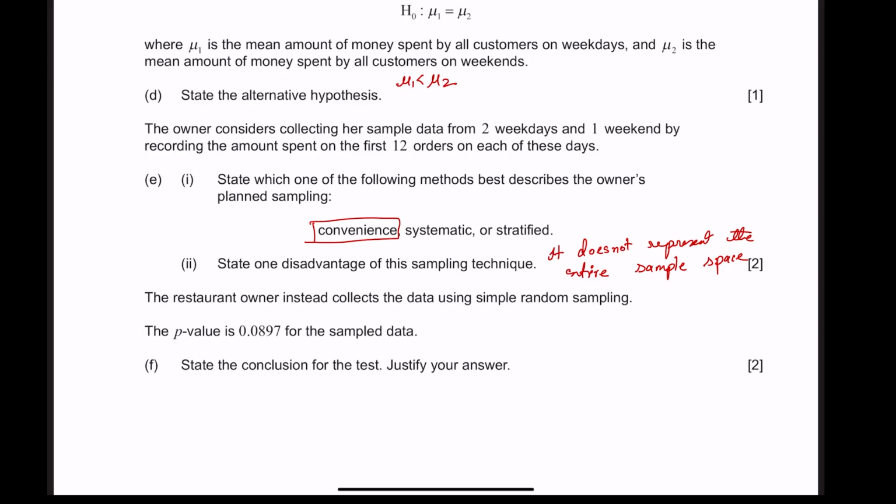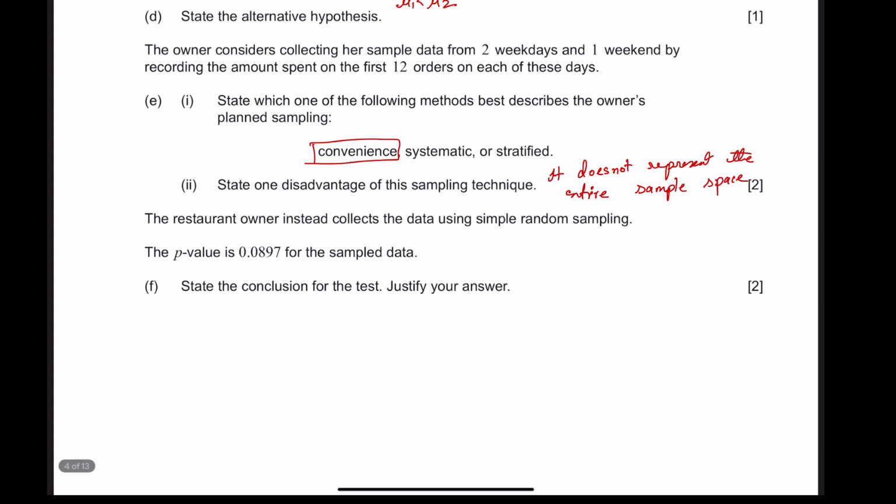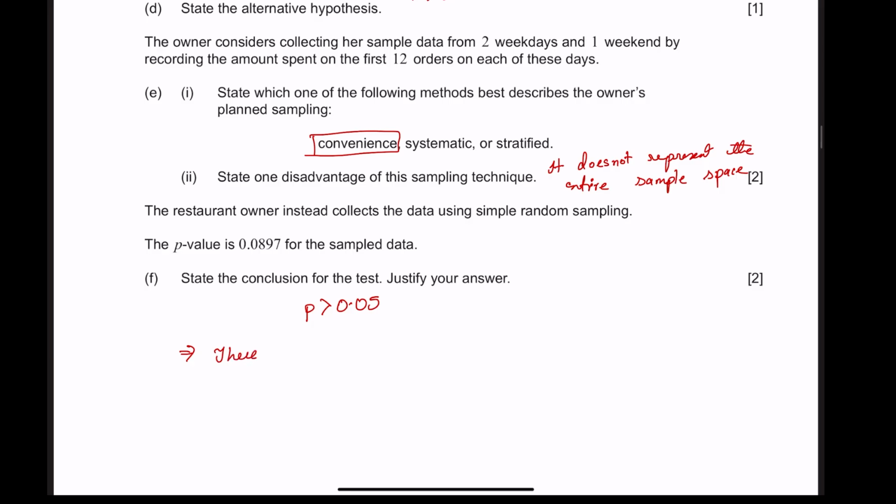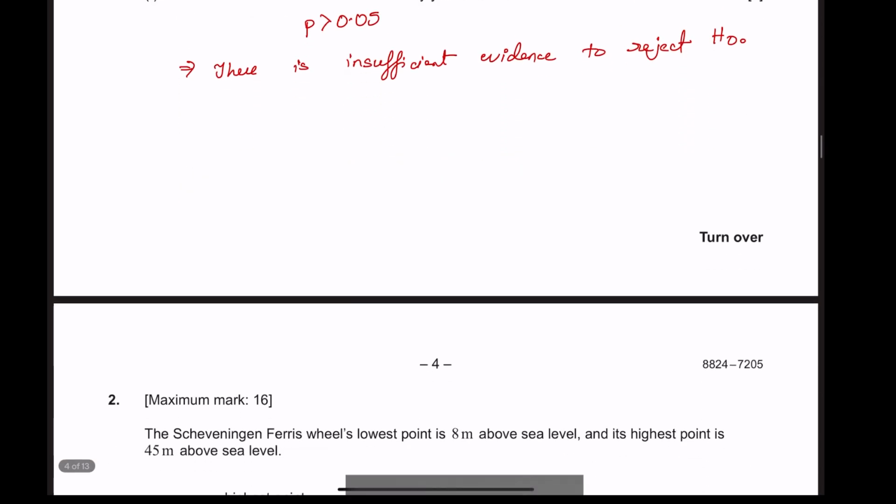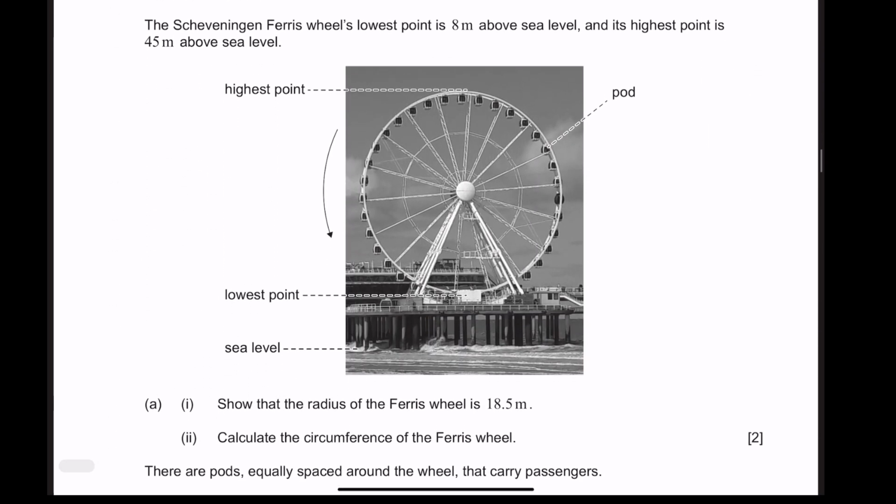Fine. Now the p-value is 0.0897. What's the conclusion for the test? So p is bigger than 0.05. Okay, so there is insufficient evidence to reject H naught. That's about part F. Now moving on to the next question.